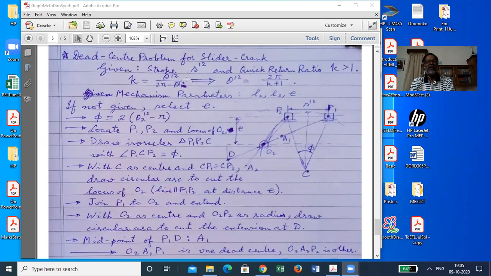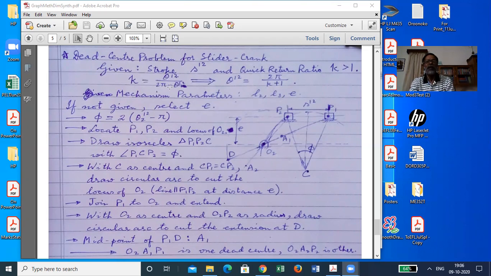So K is theta 12 divided by 2 pi minus theta 12. That basically means that theta 12 is more than pi. Suppose this is 200 degrees, then this will be 160 degrees, and that means the quick return ratio is 200 by 160, that is 1.25. So if the quick return ratio is given, then how to get the crank motion for the forward sliding and crank motion for the reverse sliding? That you can get very easily.